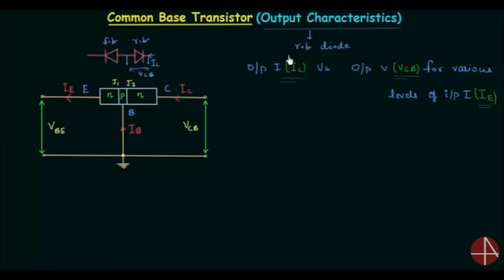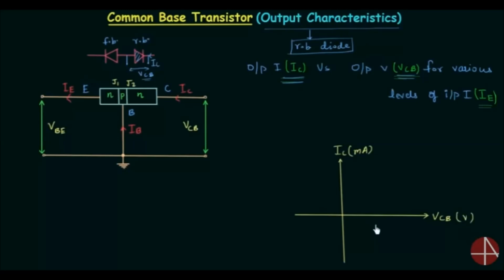Very simple. You can see this diode is reverse biased. The current is IC, the same current as in output characteristics, and the voltage across the diode is equal to VCB, the same voltage. So the output characteristics of common base transistor is simply the reverse bias characteristics of PN junction diode. The x-axis will represent VCB and the y-axis will represent IC. IC is measured in milliamps and VCB is measured in volts. The plot is very simple.